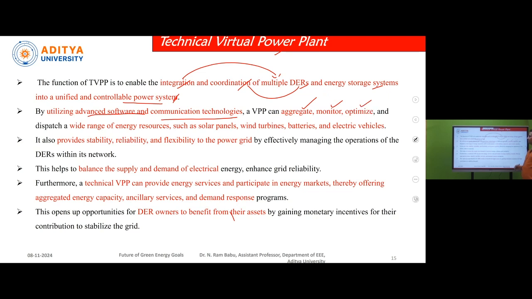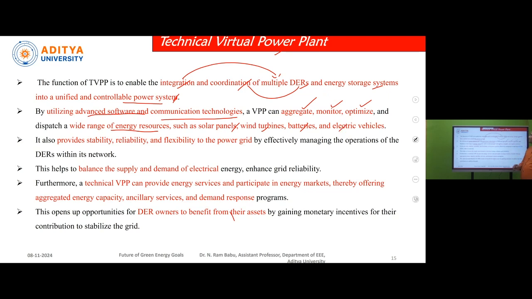And also optimizing in such a way that the maximum amount of power is generated for the load, and the maximum amount of revenue is generated, with a wide range of energy resources. Here the VPP consists of solar panels, wind turbines, batteries, and electric vehicles. Here electric vehicles are also considered.